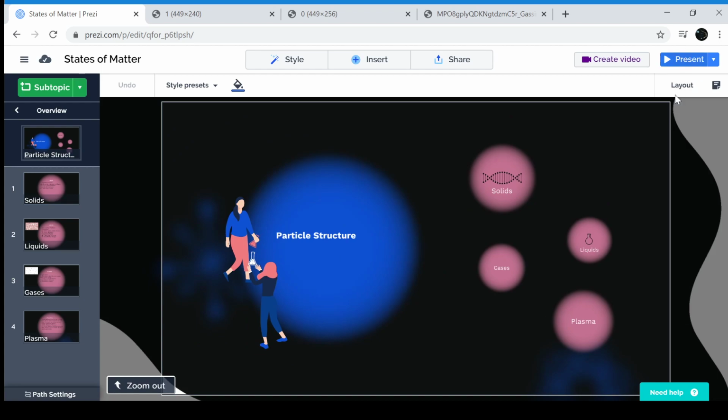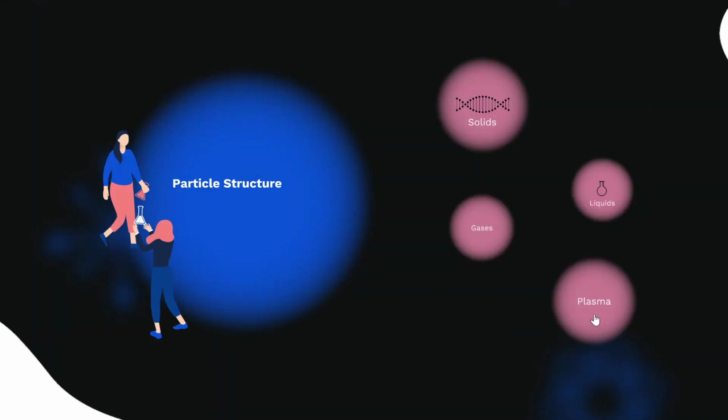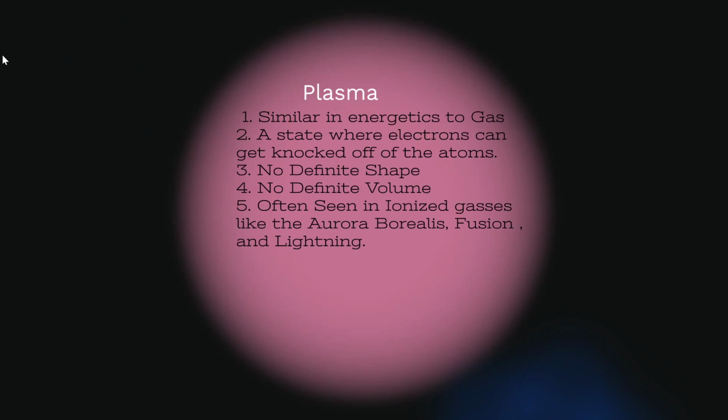The last one that we're going to cover is plasma. And plasma is very similar in the energetic set that we use in gases. So the molecules are very similar in the fact that they're very spread apart, or they try to be spread apart, and they have a lot of energy. But they end up having so much energy that they can actually knock electrons off and end up being a charged ion in there.